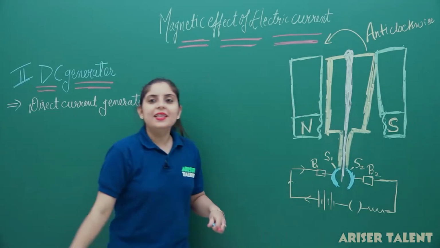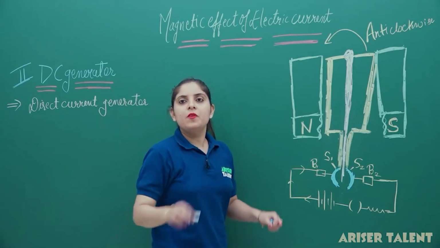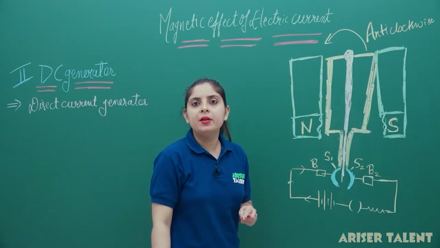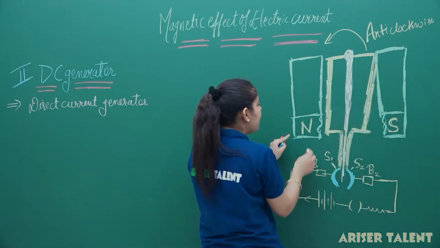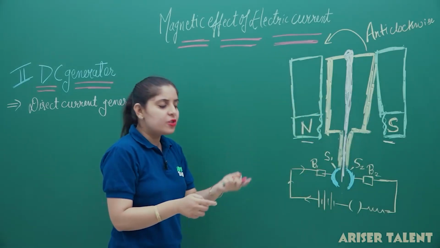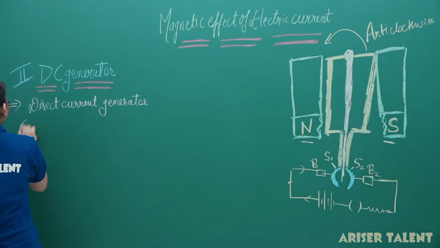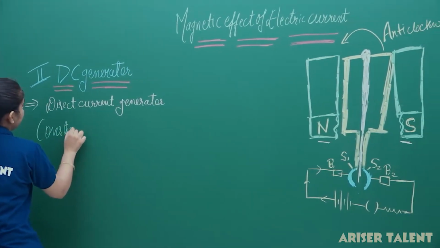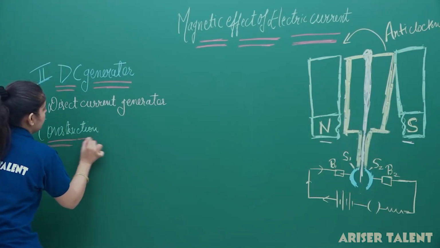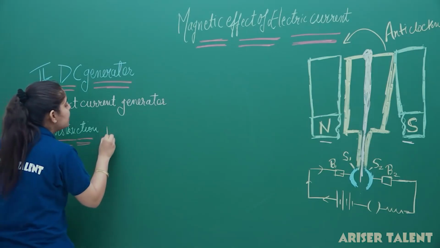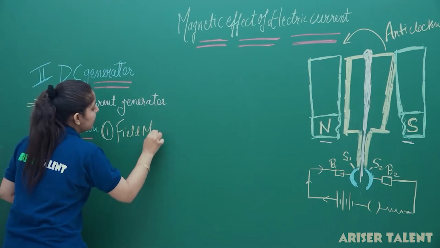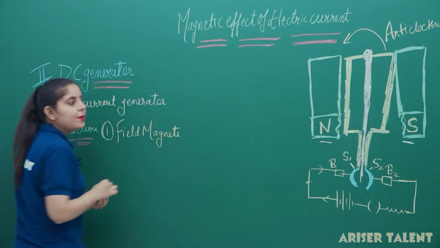Now, this is the diagram for the DC generator we have. Firstly, I have taken strong magnets, and these are permanent magnets of the horseshoe magnet type having a north pole and south pole. So what is the first thing we have taken in the construction of the DC generator? The first thing we have considered is the field magnets.